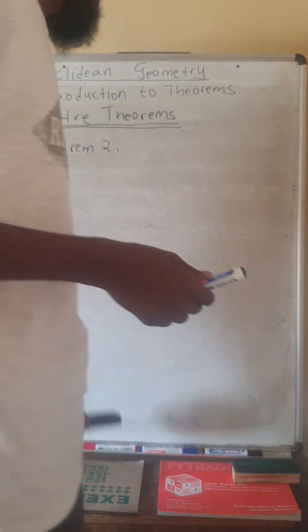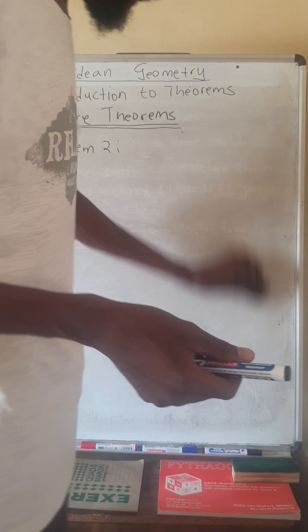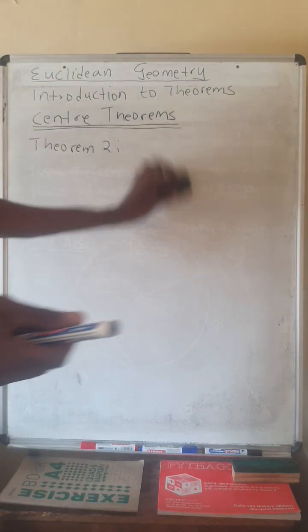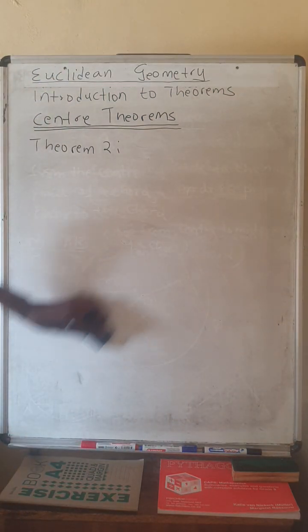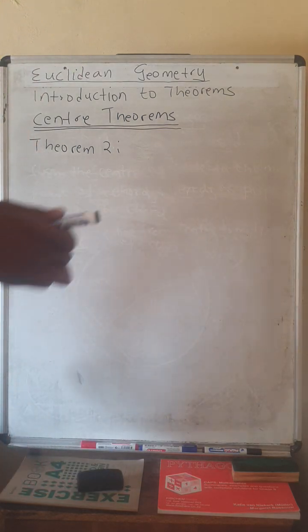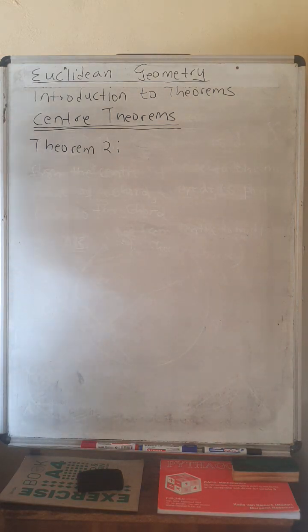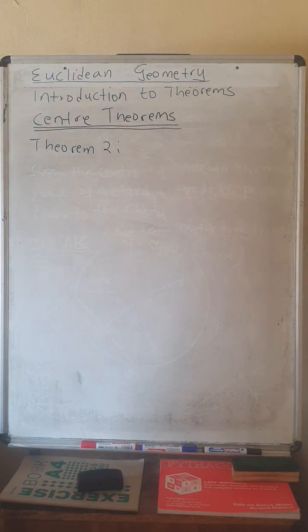I don't know. And it's the easiest though for learners to understand, not to identify. It is the easiest theorem to understand, not to identify. But let me try my level best here so that you can be able to identify it on the diagram.